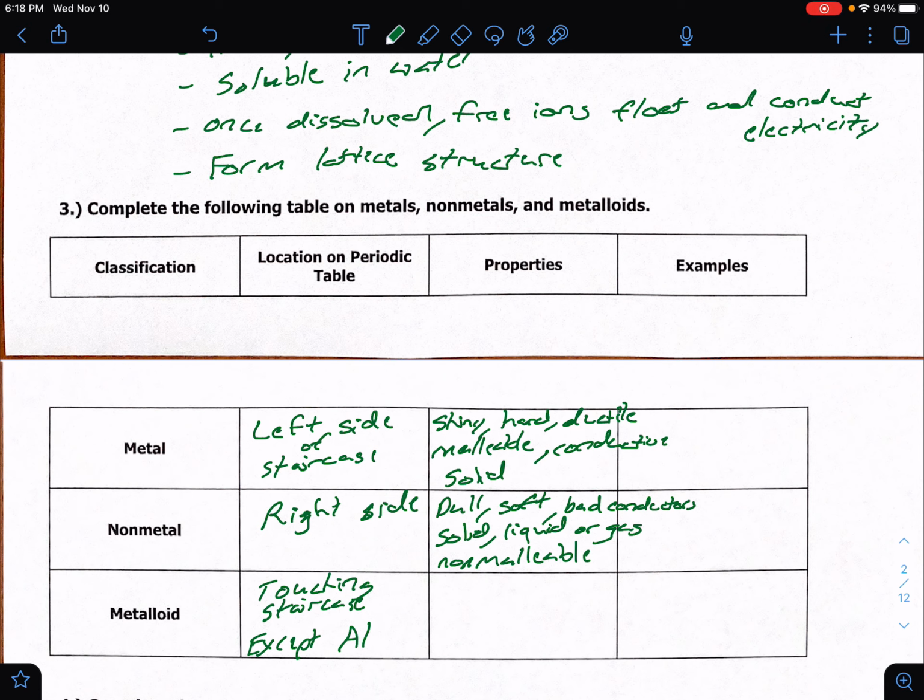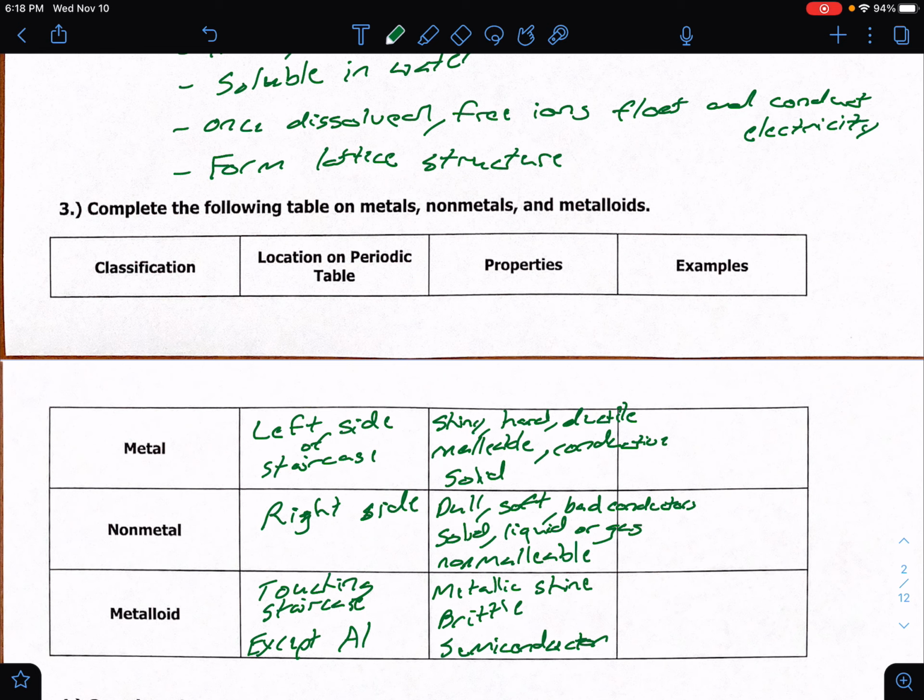Then metalloids are going to be kind of stuck in the middle. They're kind of stuck in limbo between the two, so they're going to have some properties of both. They do have a metallic shine. They're brittle. And they're semiconductors, kind of depending on which element it is. They're just stuck right in that middle where they share properties of both.